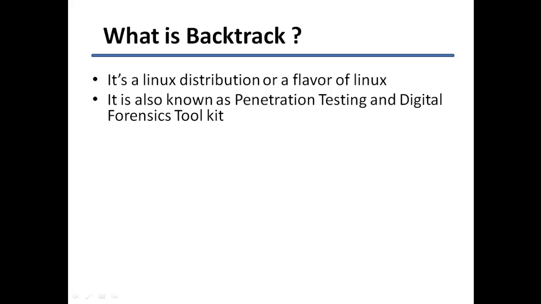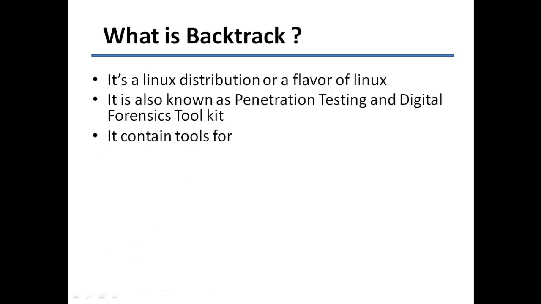The reason why it is called the Penetration Testing and Forensics Toolkit is because it contains all of the necessary tools which are required in order to perform pen testing or forensics kind of scenarios. So that is why it is called a toolkit. It contains a lot of tools and a lot of packages that are required by the hacker to perform hacking.